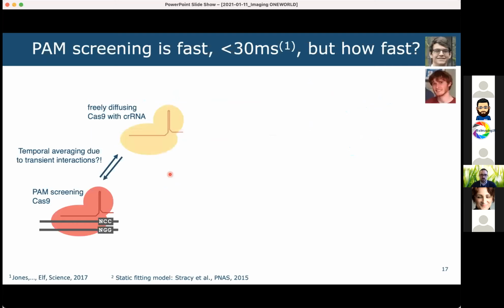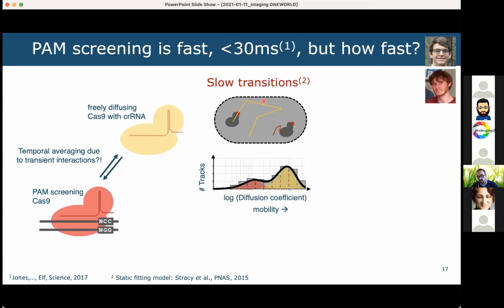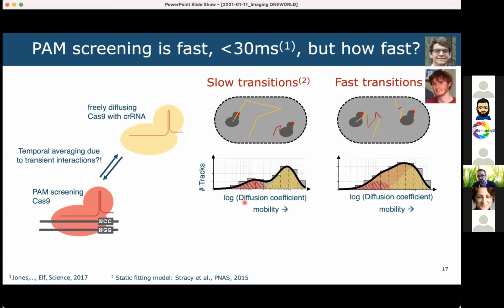And that's the main thing now: we have two cases, with no targets present. We have a freely diffusing one, and the one which is bound for a very short time, where it does the PAM screening. If we now have extremely slow transitions, then you will see that a track is either mobile or pretty much immobile. Either the yellow one, freely diffusing, or a slow one, which is basically virtually static. The issue is, if you have very fast transitions, that means that within a single track, the mobility changes. What happens then if you plot the tracks in a histogram as a function of the diffusion coefficient, you end up with a merged region.